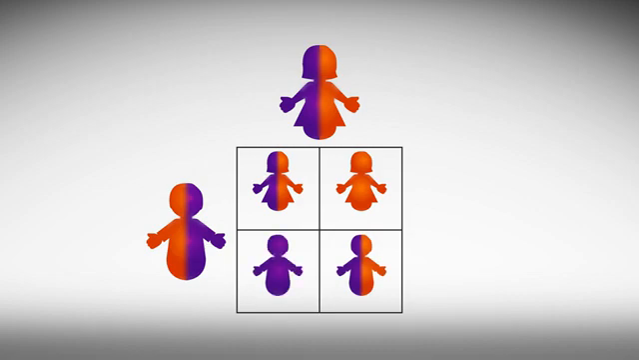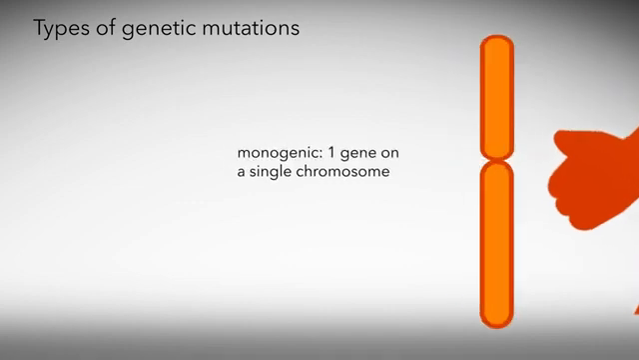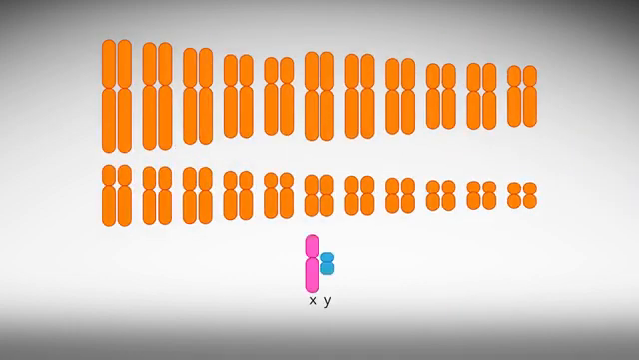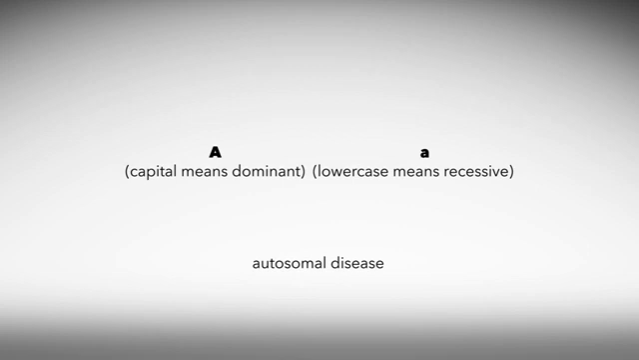Now that we understand the basics of inheritance, let's look at some of the different types of genetic mutations. Genetic disorders caused by mutations in a single gene are called monogenic. These disorders can be autosomal, meaning the mutation is on any of the autosomes shown here in orange, or sex-linked, meaning the mutation is on the X or Y chromosome, shown here in pink and blue. Autosomal mutations can be either recessive or dominant.